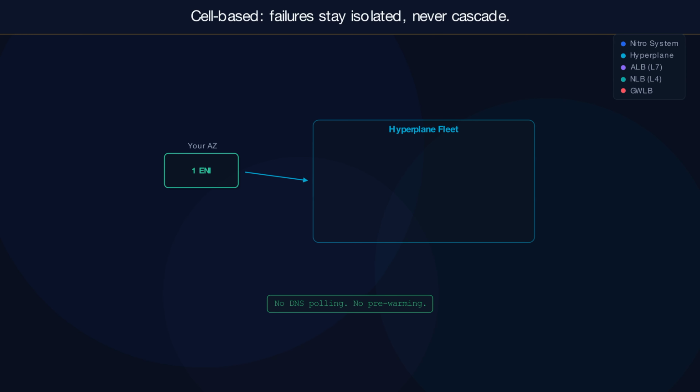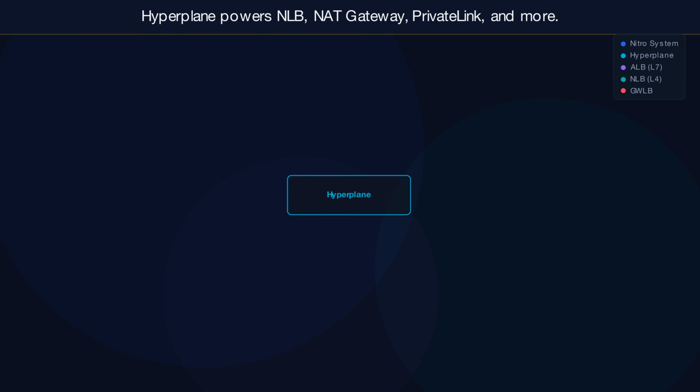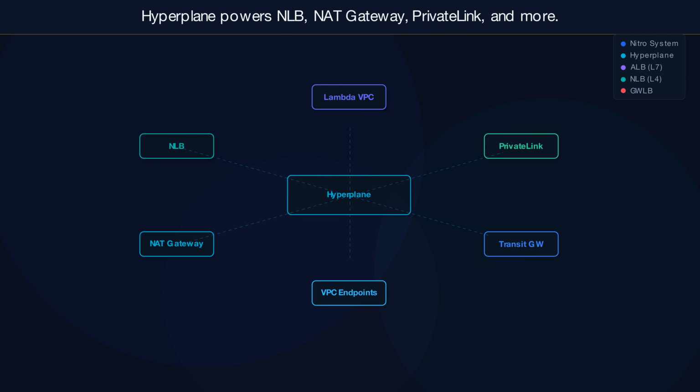For reliability, Hyperplane uses a cell-based architecture. Think of apartment buildings in a city. Each cell handles a portion of traffic independently. A failure in one cell cannot cascade to others. Routing between cells uses a cryptographic hash function to distribute requests evenly.